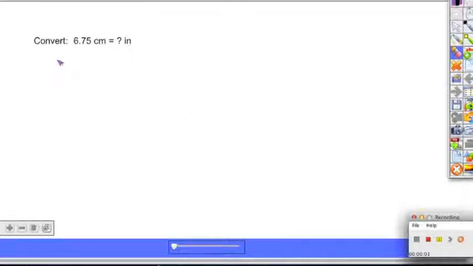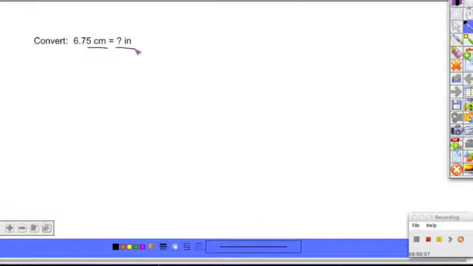Okay, here we have a simple conversion from metric to English units. So in order to convert, what we're going to do is first take what we're given, 6.75 centimeters, and put it over 1. We're simply making a fraction. Multiplication sign and new fraction line, we're going to put centimeters on the bottom, and then inches, the unit that we want to convert to, on the top.